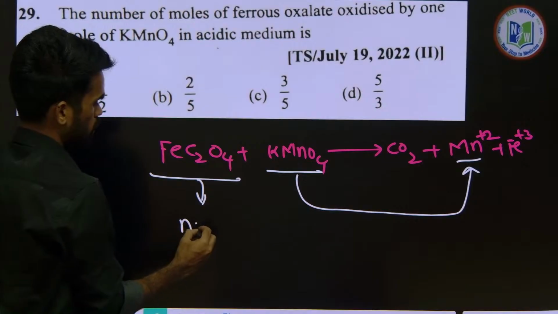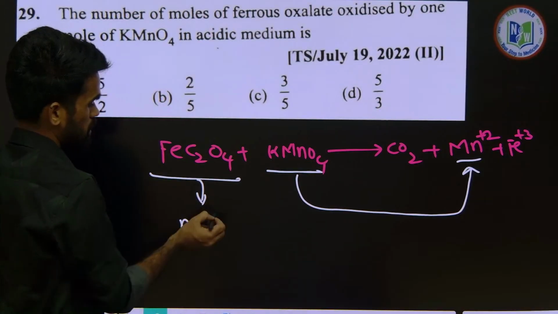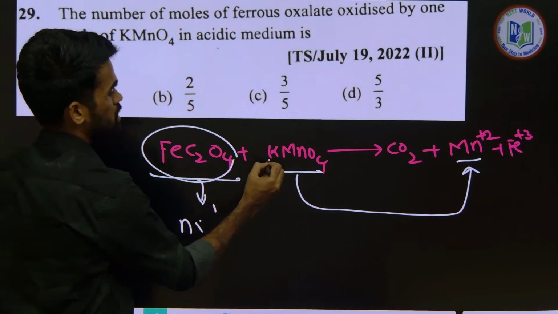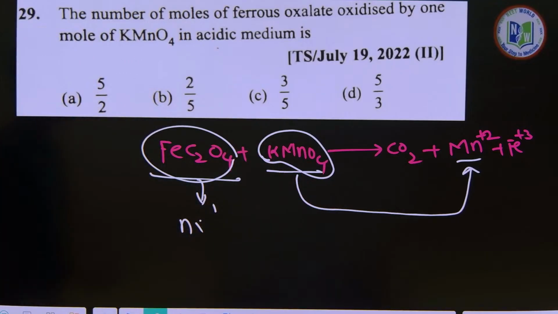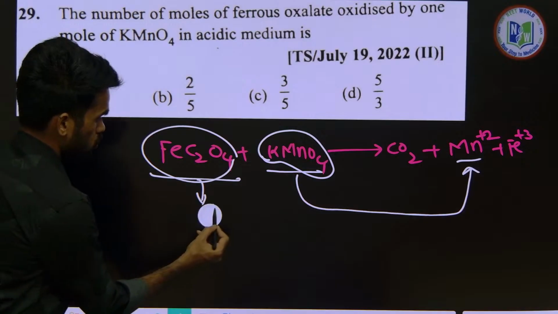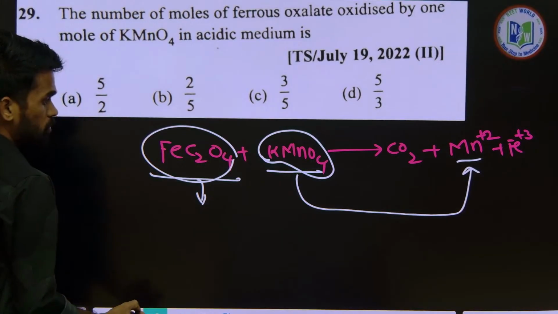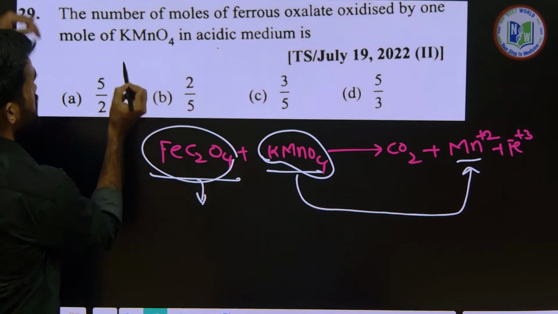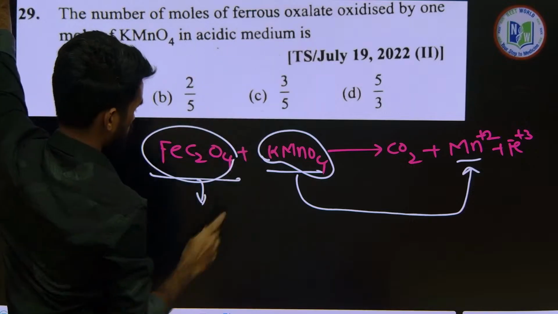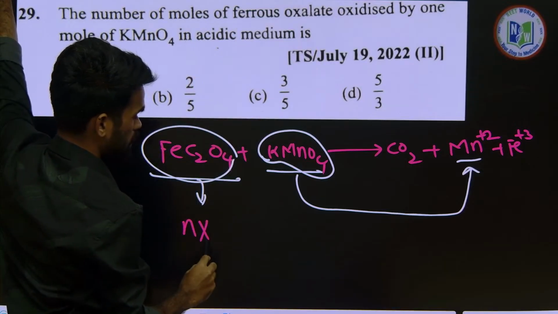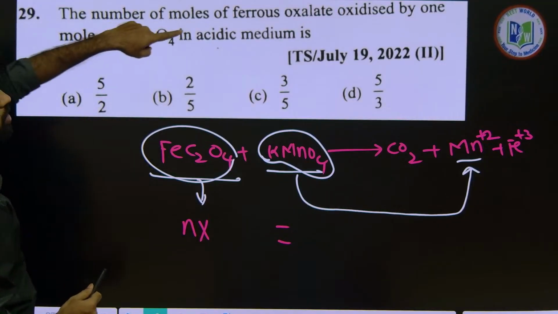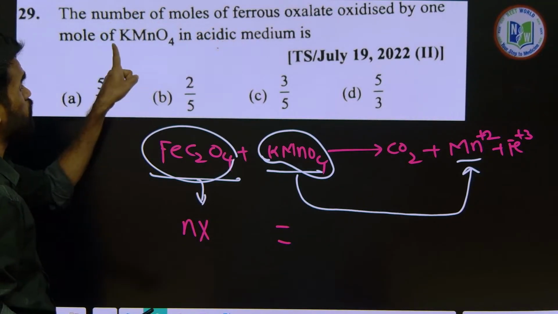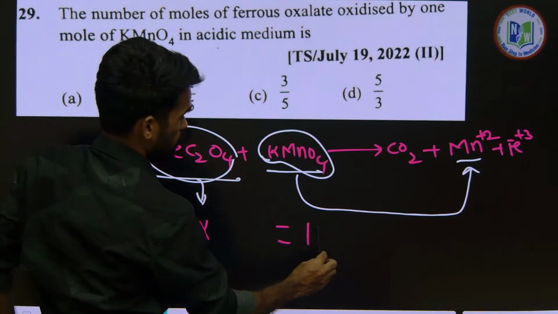So N into N factor, I mean number of equivalents of this ferrous oxalate will be equal to number of equivalents of this KMnO4. That's it. Law of equivalence concept you can use. So what is the N factor here changing? The number of moles of ferrous oxalate required for oxidation by 1 mole of KMnO4.